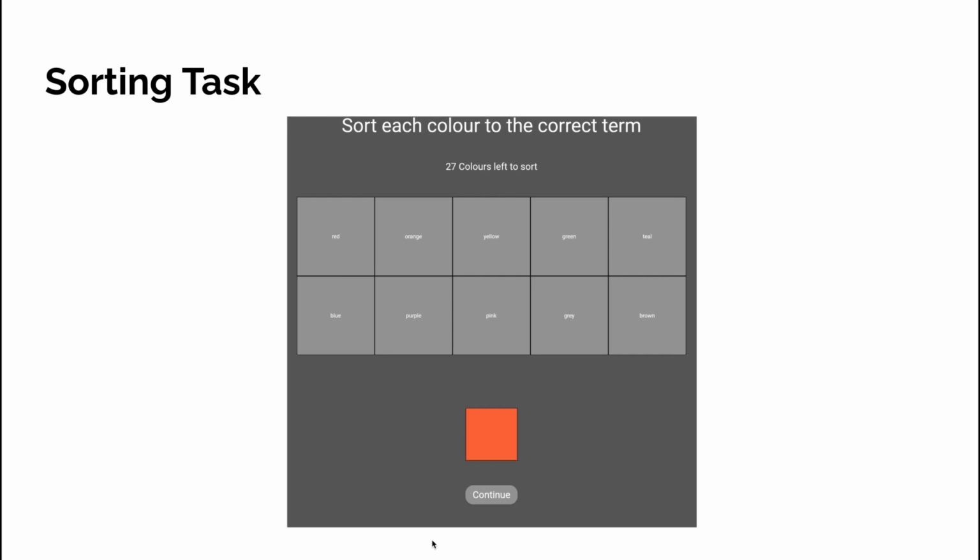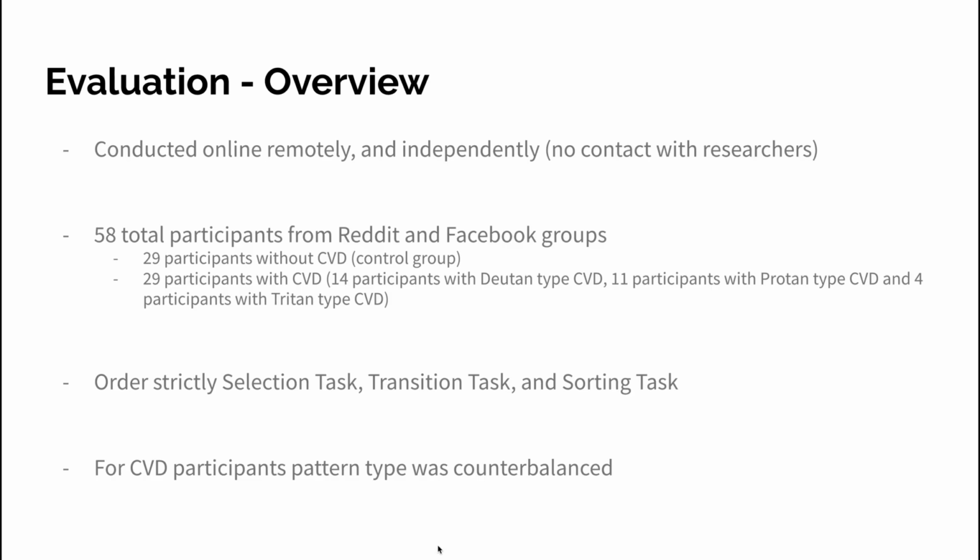To evaluate our color patterns, we conducted an online remote study, where participants would independently complete the study. We created a website which allowed participants to complete our study online and anonymously. We obtained participants from Reddit and Facebook groups. In total, we had 29 participants with CVD and an equal 29 participants without CVD complete our study.